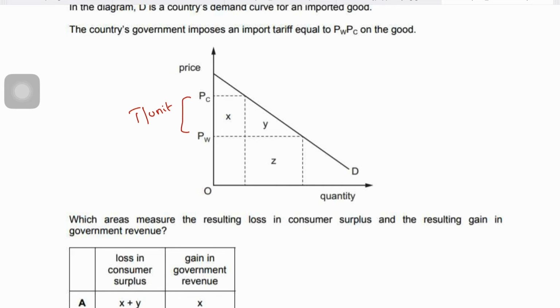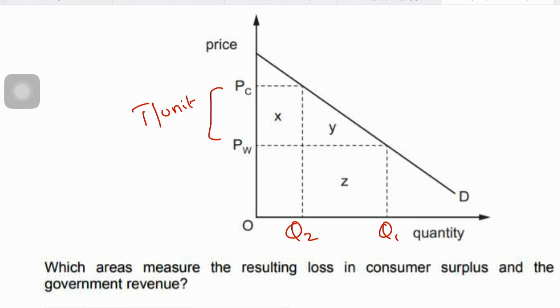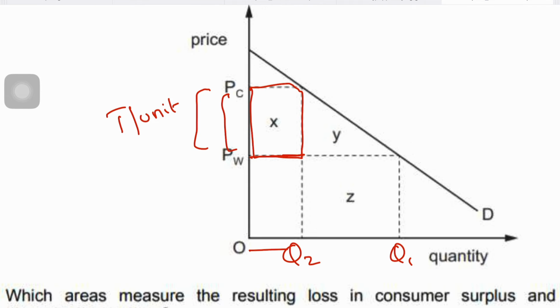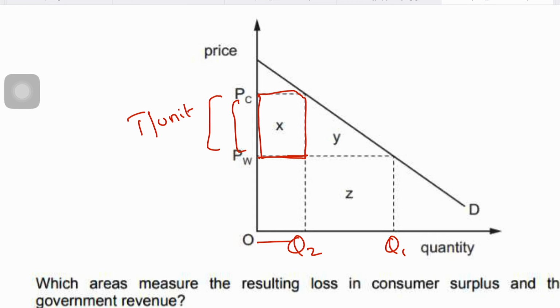So initially, if the price was PW, you were buying, let's say, Q1 units. If the price goes up because of the tariff, the demand goes down to Q2. So OQ2 is the quantity that you will end up purchasing. This distance is equal to this distance, and this is your tariff per unit. If you multiply, this box represents the total tariff that you will pay when you purchase OQ2 units.